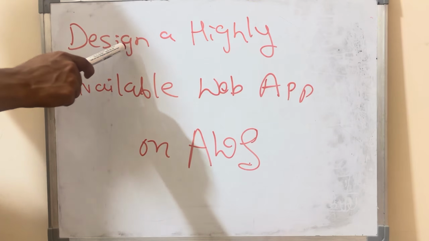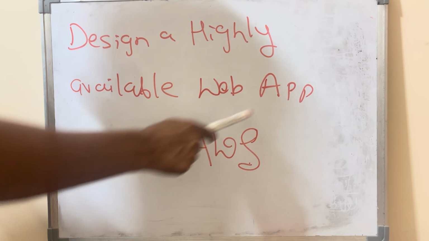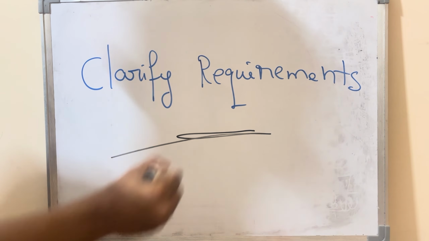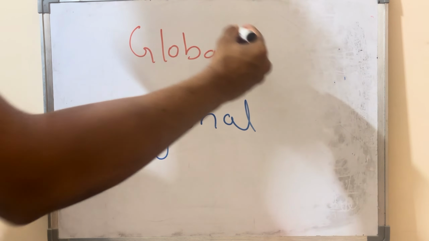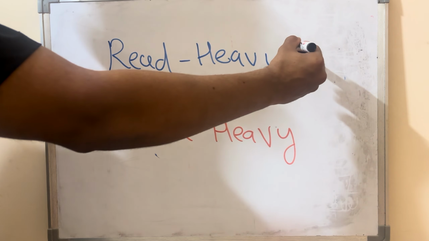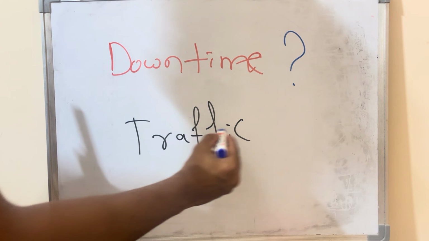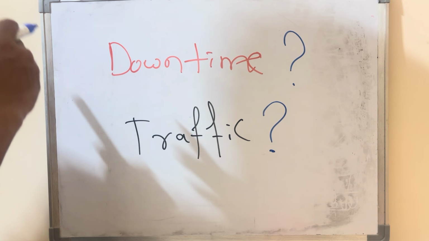Let's start. The question is: design a highly available web app on AWS. Before answering this question, we have to ask some questions to the interviewer. First, you have to clarify the requirements. You can ask questions like whether the app is global or regional. Is it read heavy or write heavy? Is downtime acceptable? What is the expected traffic? You can ask all these questions.